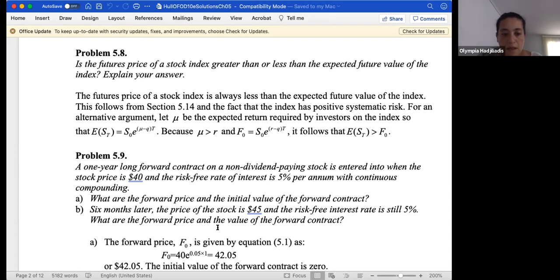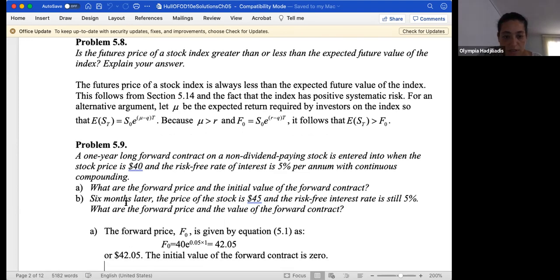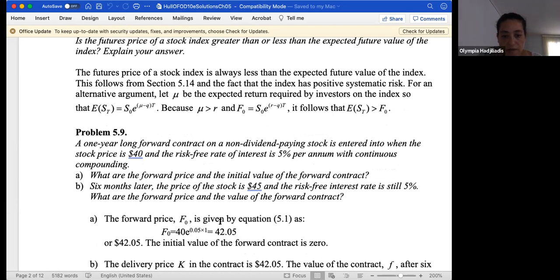So again, we begin by calculating the forward price and the initial value of the forward contract. So the forward price given by the usual equation will be $40 times e to the 0.05 times 1, which is $42.05.